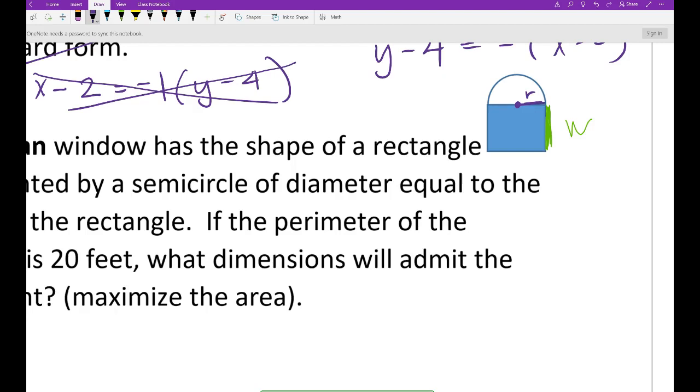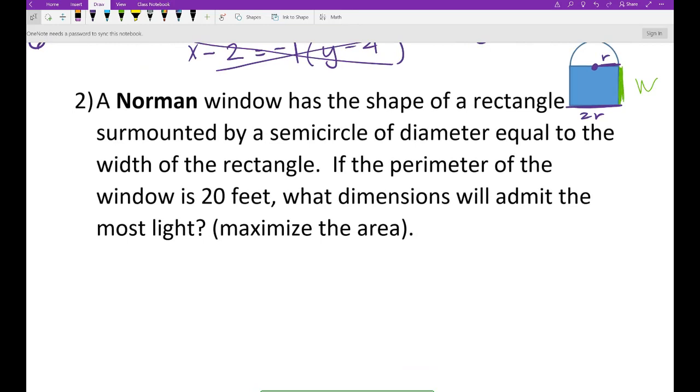Whatever you do, you just have to tell me what is really R, what is really H, whatever you want to use. In this case, this is what I'm labeling. You're going to use this as R. That means this whole thing is what, class? 2R. You can also label the whole thing X, and then the radius would be half X. The perimeter is 20 feet, okay? That means it equals half of the circle, yes or no? And what else? Just three sides of the rectangle. Would you agree with that?